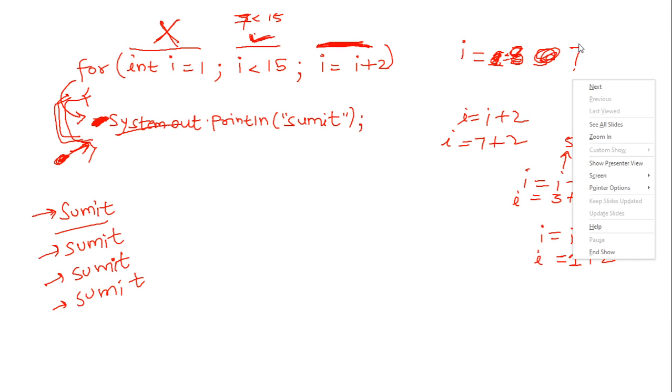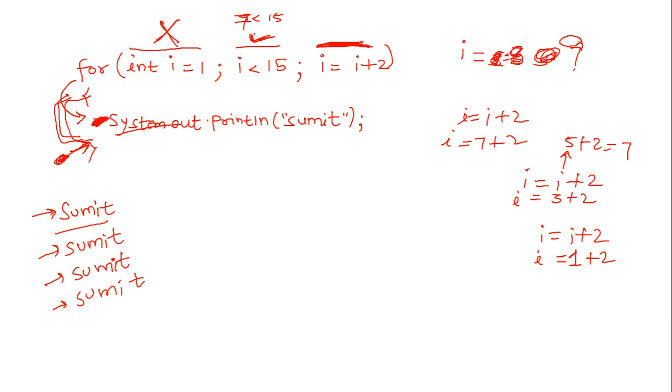So I value will become 9. So again 9 will be checked, right? So this is how it works. Again let me write it here, 9 less than 15. So again your condition will be true. This condition is true, 9 less than 15. Again we will execute that inner line, which is nothing but Sumit.